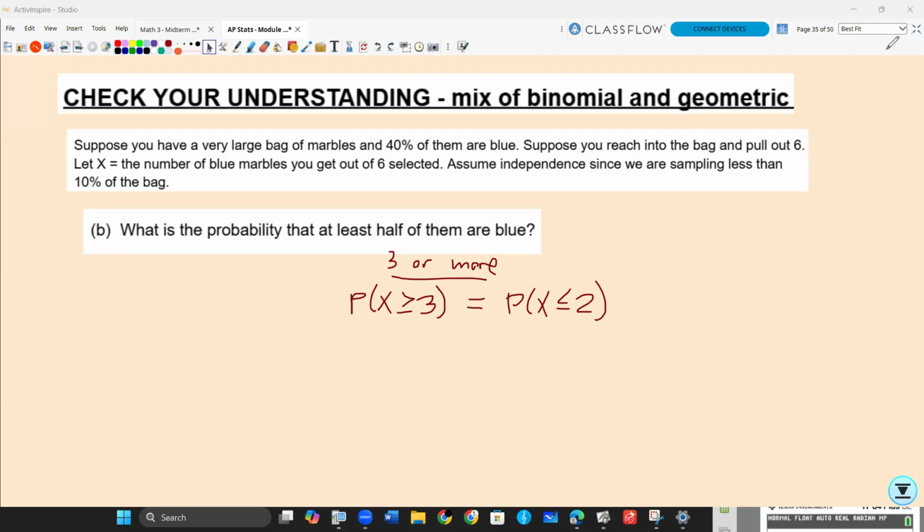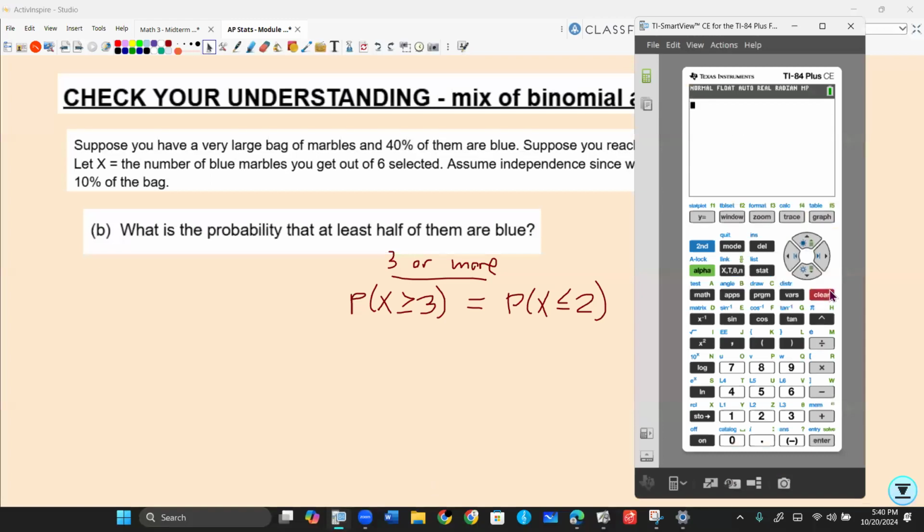So let me set that up for you guys. On your calculator, it's going to look like this. I'm not going to even bother with the formula because we're doing so many at once. So we do 2nd Vars, go down to binomial, and we do CDF, not PDF. Our number of trials is still going to be 6. Our probability is going to be 0.4 again, but the X value is going to be 2.